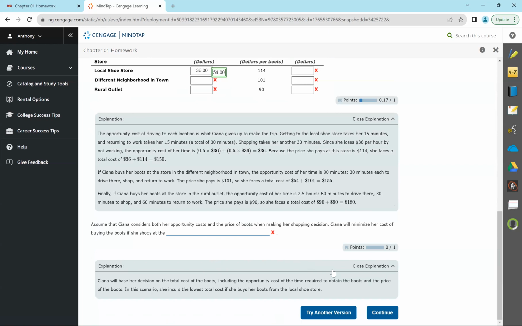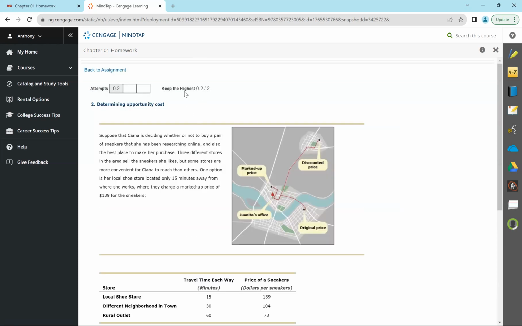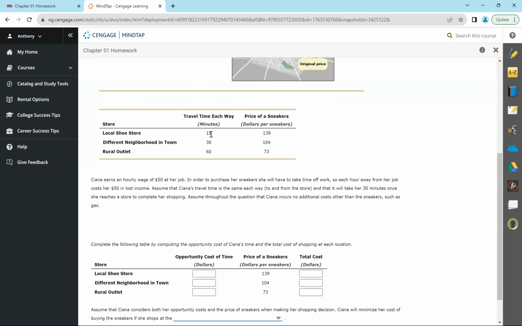We can probably do it on the screen. Let's just try another. Okay. Good news is it's keep the highest. Some instructors are awful. So the only difference here is in these numbers over here, which don't affect the outcome. So the local store is 15 plus the 30 minutes there. So it again ends up being a full hour, and the cost though is 50 this time.